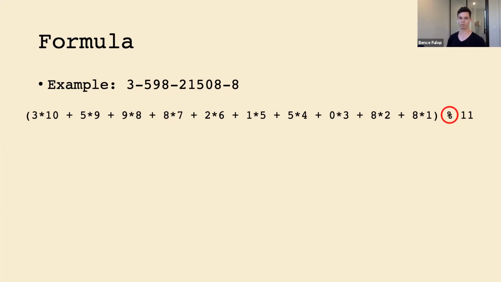And then we do a modulo 11 on it. So what modulo 11 does is that it divides the number by 11 and then it returns the remainder. If that remainder is 0, awesome, we have a valid ISBN number. If it's not 0, then the ISBN number is not valid.